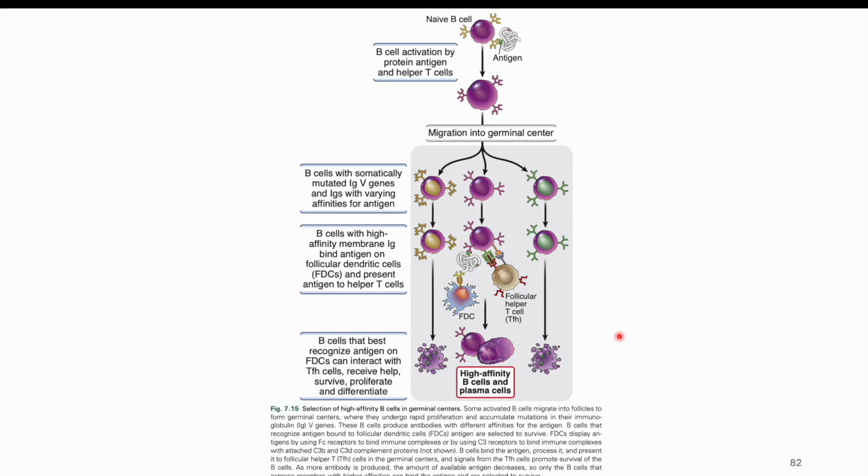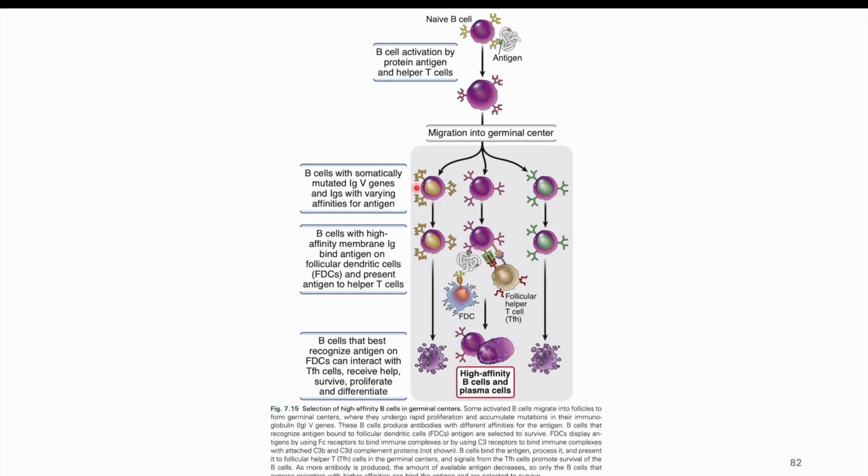And as more antibodies are produced, the amount of available antigen decreases. So only the B cells that express receptors with higher affinities can bind the antigen, and they are selected to survive. Okay, so this is the basic summary of developing and selecting high affinity B cells.